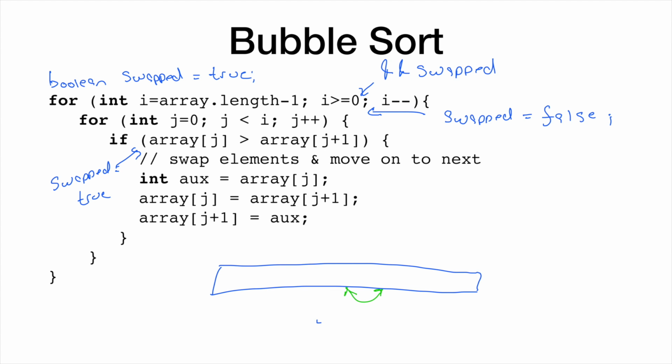But if there's a case where we make an entire iteration and we don't do anything, what does that mean? Well, that means that everything was in the right order already, and we can stop. So in that step, really what you're doing is verifying that everything that's left is already sorted.